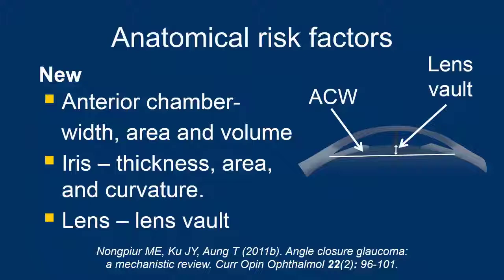And the most significant factor that's been measured is the lens vault. And that is the distance between a line transecting scleral spur to scleral spur and the anterior surface of the lens. And the higher or the larger that measurement is, the much higher risk patients are at developing angle closure and raised pressure.